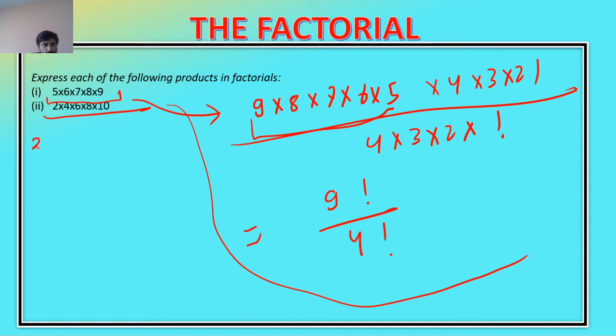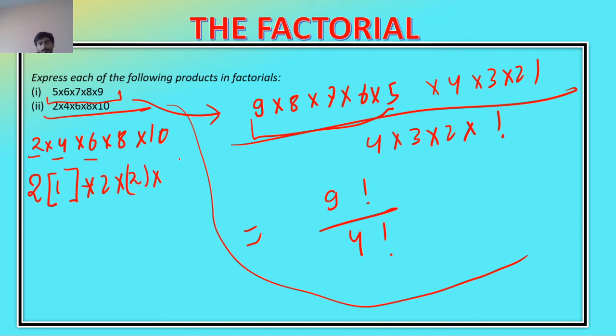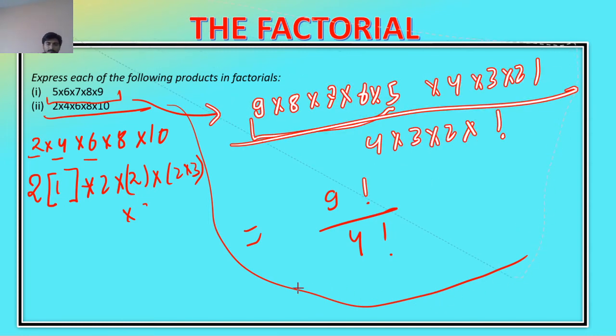If you have 2 into 4 into 6 into 8 into 10, you can see these are not continuous numbers, but all even numbers. So rather than going this way, we can take 2 into 1, 2 into 2, 2 into 3, and so on. Wait, I will write it again from the start. So I'm deleting the previous solution.